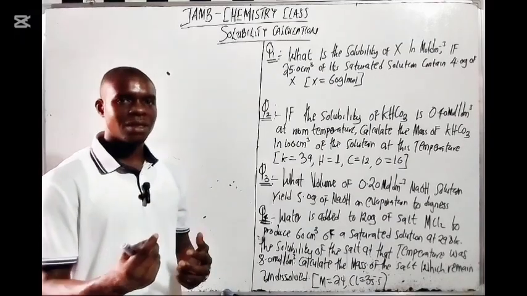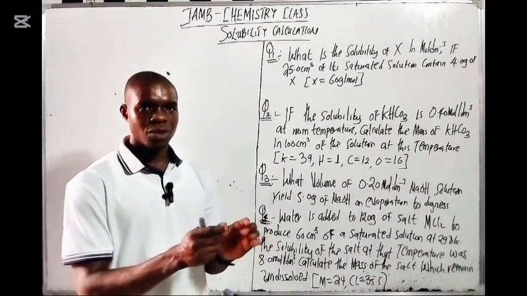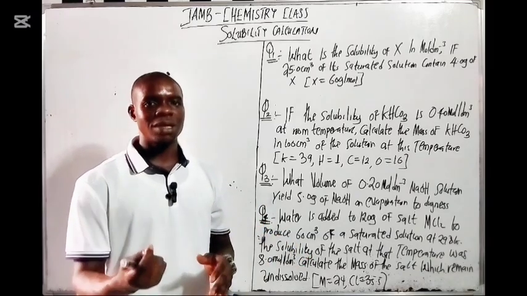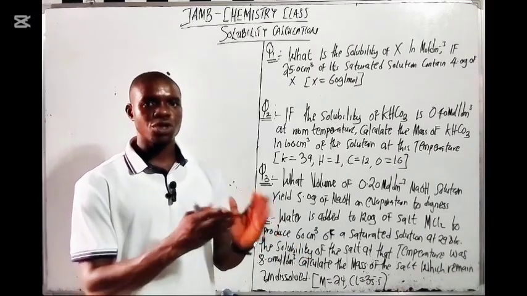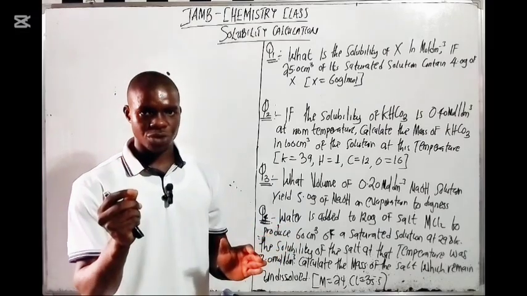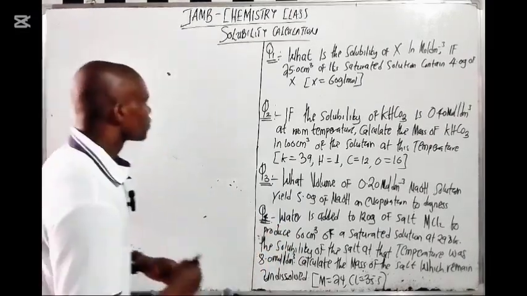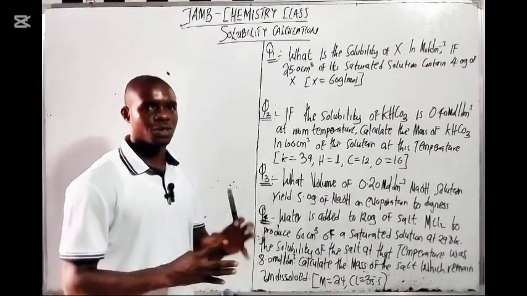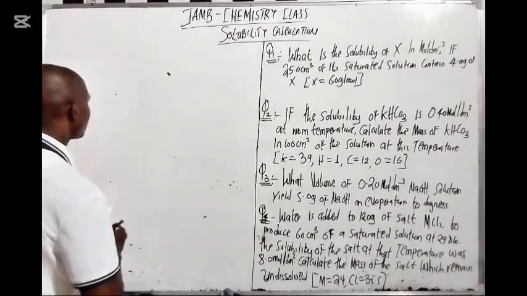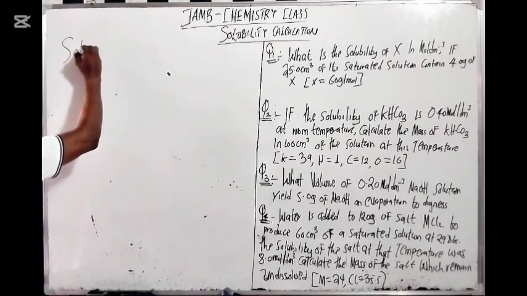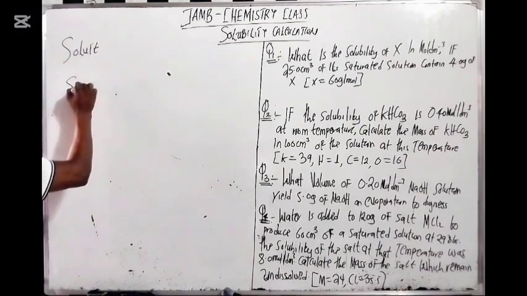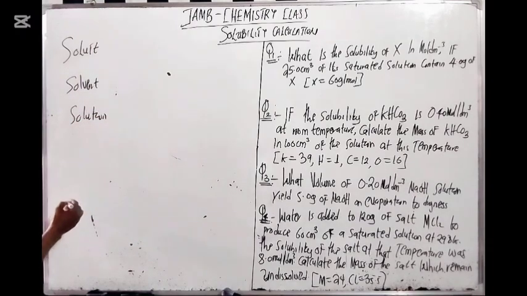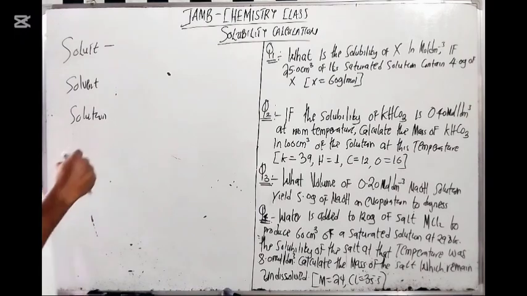Solubility is the property by which solutes can dissolve in solvents to form a solution. Or you can say solubility is the ability of a solute to dissolve in its solvent to form a solution, right? So the ability of a solute to dissolve in its solvent to form a solution is called what? Solubility. So here we have solute, and here we have solvent, and here we have solution. Okay, the solute dissolves in the solvent.